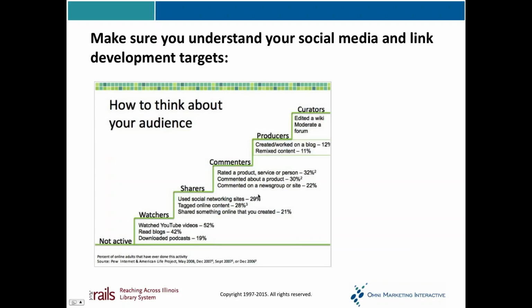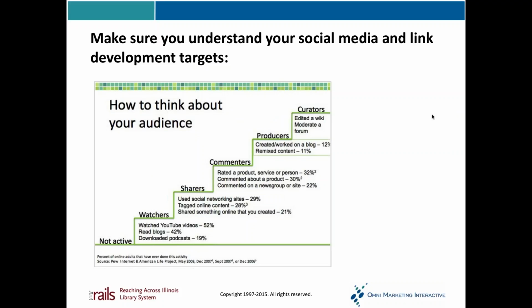And you can do this by figuring out what types of people tend to interact in your social media. Some people are not active. Some people are observers. Some people will share things. Some people will actually comment. Some people, the curators and producers, tend not to contribute, but they will produce links that your site could get. So they could actually be link targets.